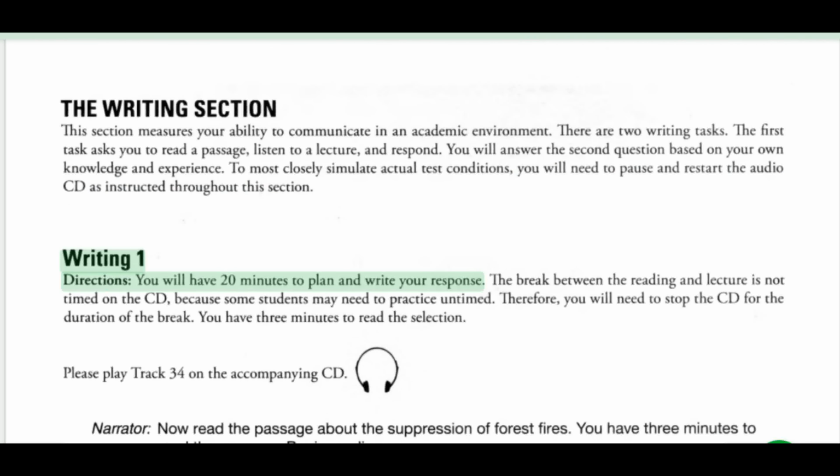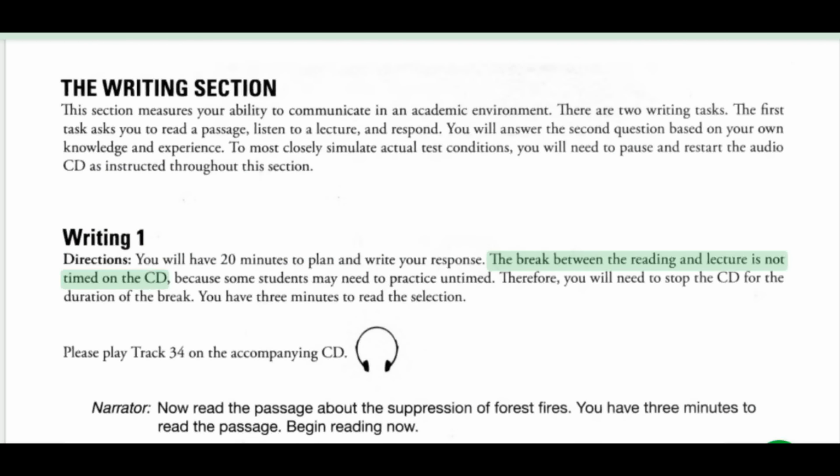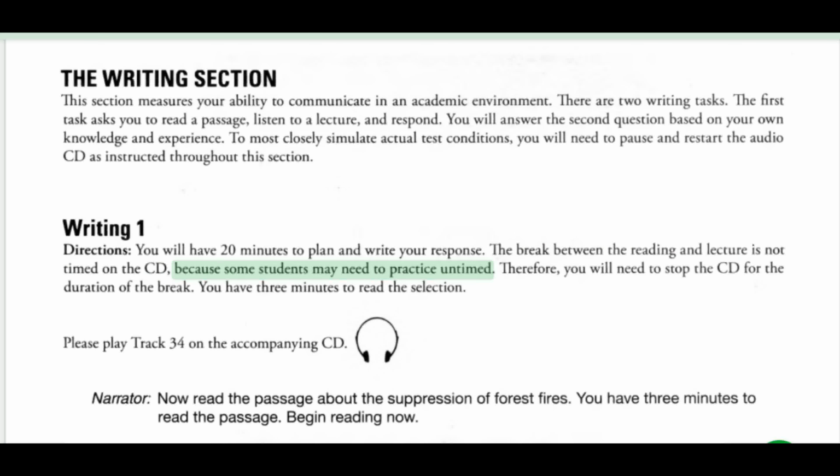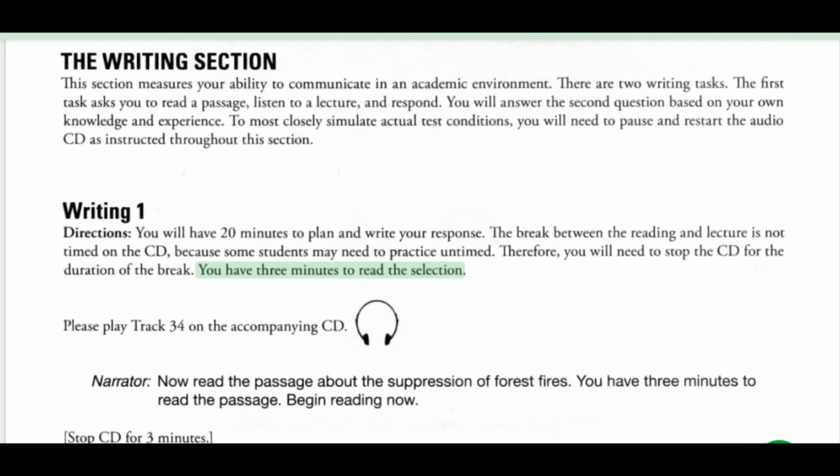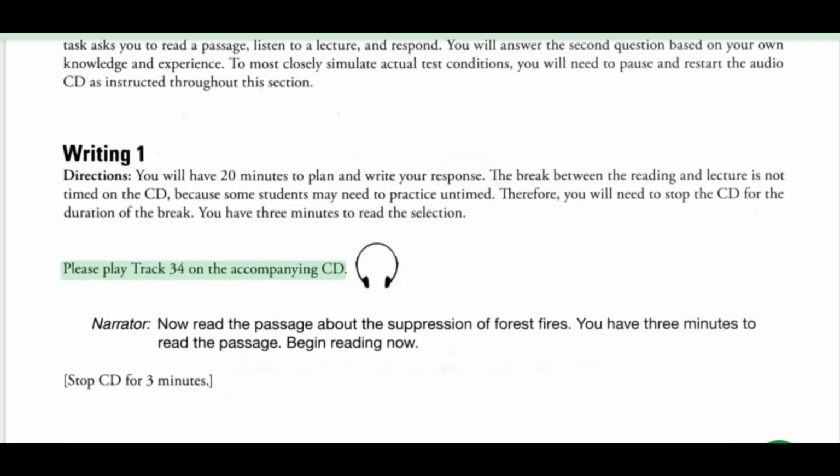Writing 1 directions. You will have 20 minutes to plan and write your response. The break between the reading and lecture is not timed on the CD, because some students may need to practice untimed. Therefore, you will need to stop the CD for the duration of the break. You have 3 minutes to read the selection. Please play track 34 on the accompanying CD.